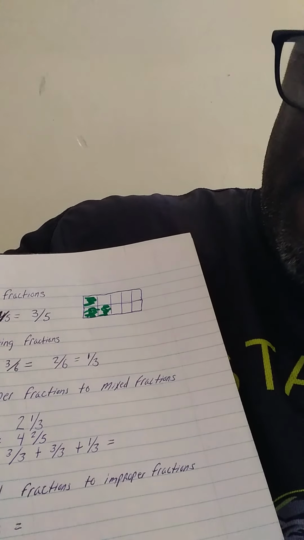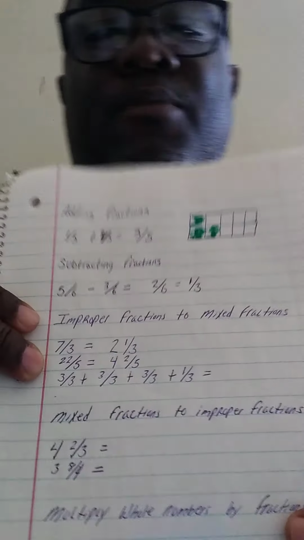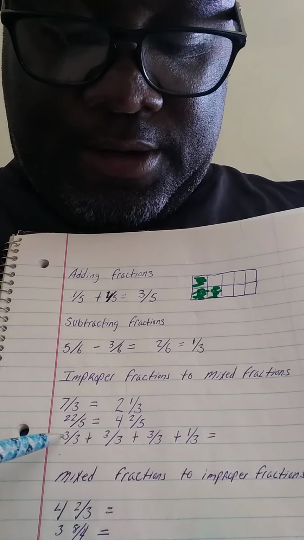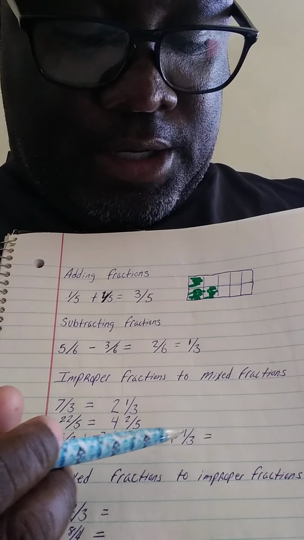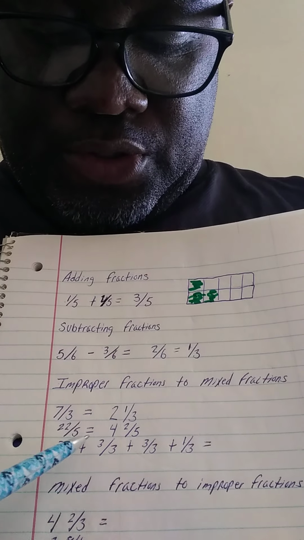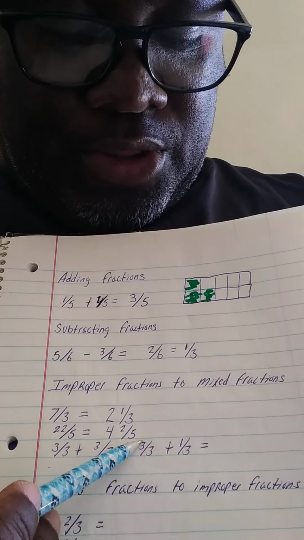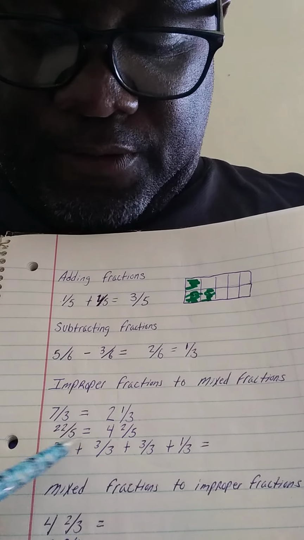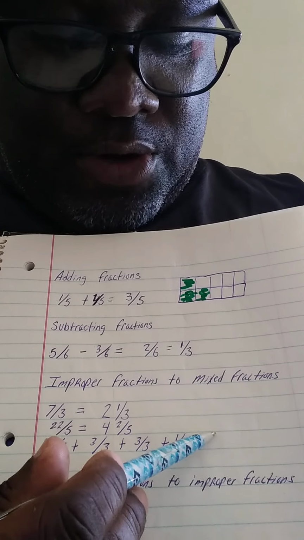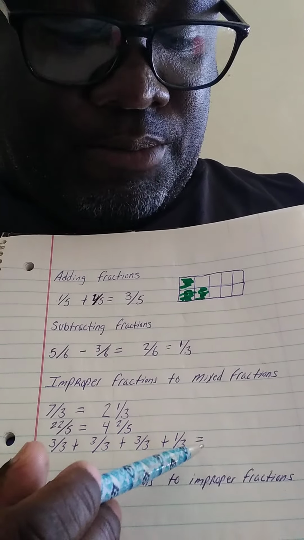Now, this bottom one is a little different, slightly, because we're adding fractions to get an improper fraction. So we got 3/3 plus 3/3 plus 3/3 plus 1/3, which gives us 3, 6, 9, 10 thirds. So it gives us the improper fraction of 10/3.